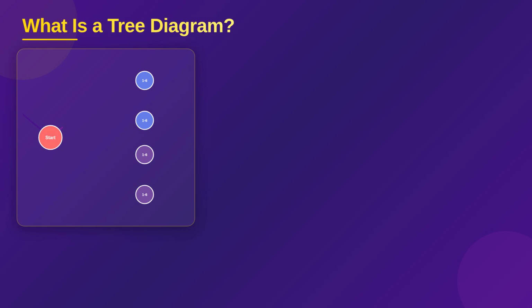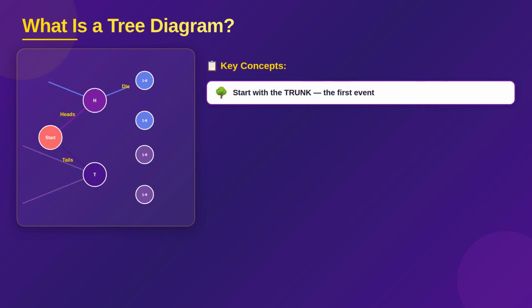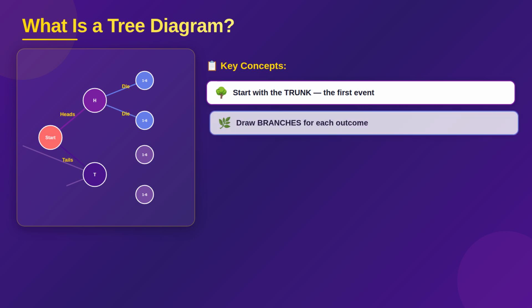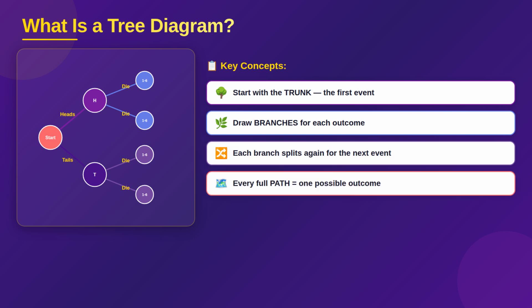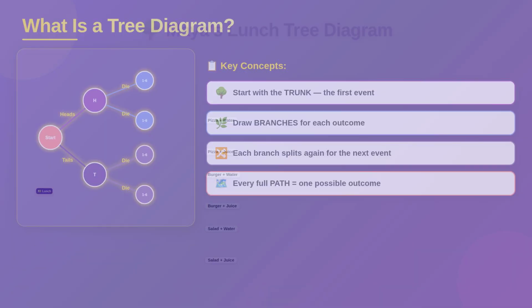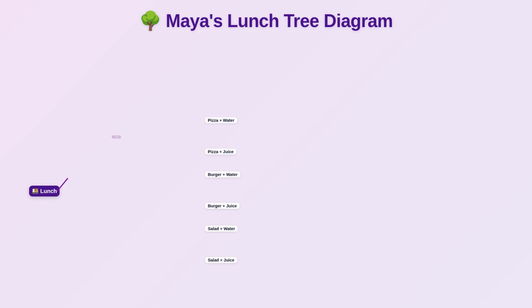Here's where the magic happens. A tree diagram is like a visual map that shows every possible outcome of a compound event. You start with a trunk, the first event, and draw branches for each outcome. Then from each branch, you draw more branches for the second event. Every complete path from start to end represents one possible outcome. Count all the paths, and you've got your sample space. That's every possible result. Let's build Maya's lunch tree diagram together.